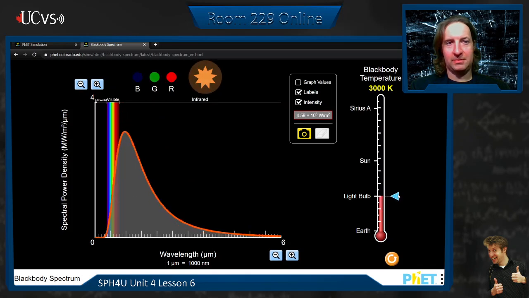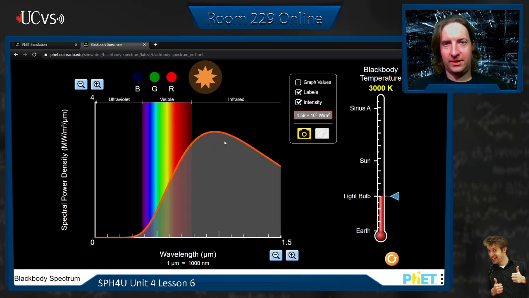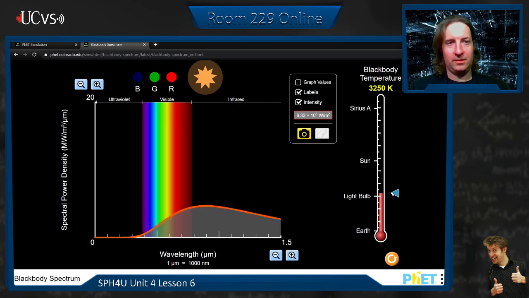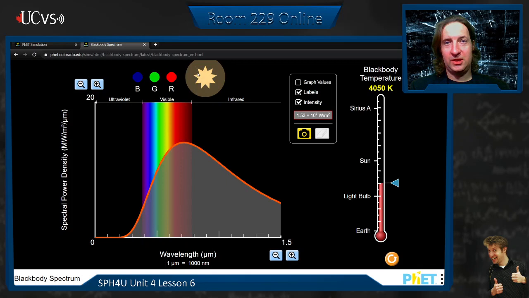A light bulb is about, that's the temperature at which the tungsten filament in your light bulb is, about 3000 Kelvin. And as you can see, let's zoom in on the visible here. We're starting to get more and more. It's mostly still in the red, but we're even starting to get some blue in here. So we start getting further and further into this visible spectrum until we start actually getting yellow.